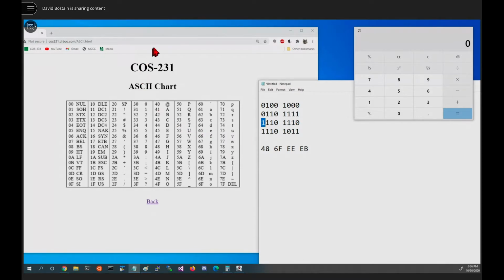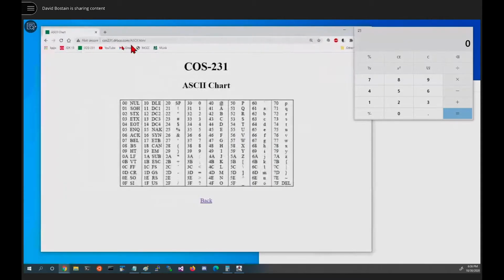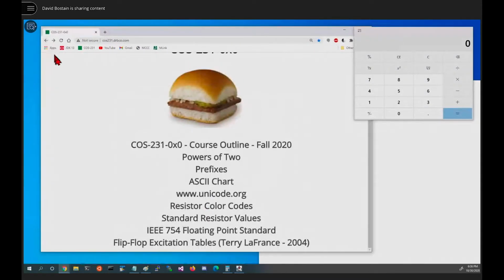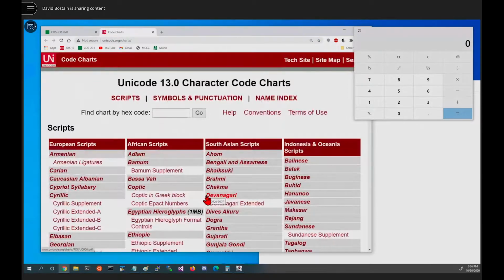Okay, let us move on then. If we've got ASCII under our belts, the next thing we encounter is Unicode. I would suggest to you this is a great page to have at your disposal.